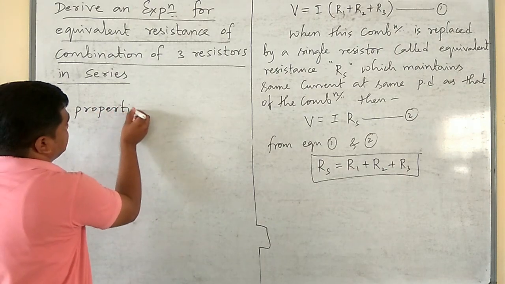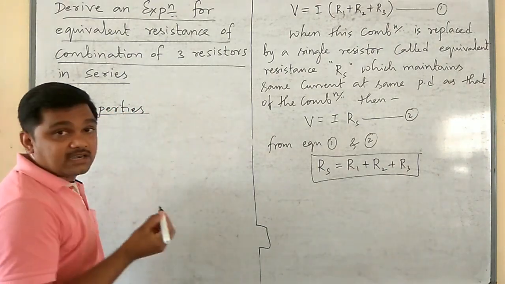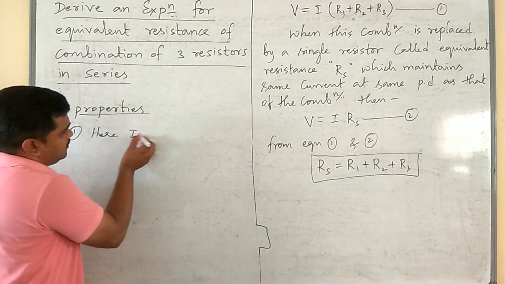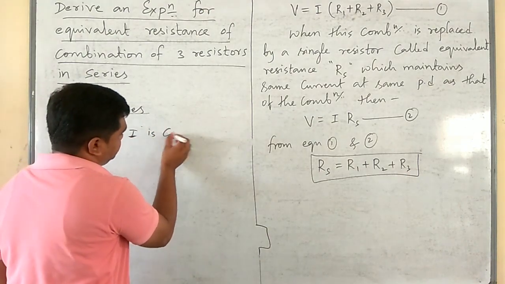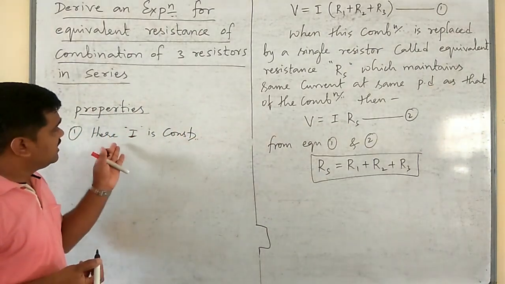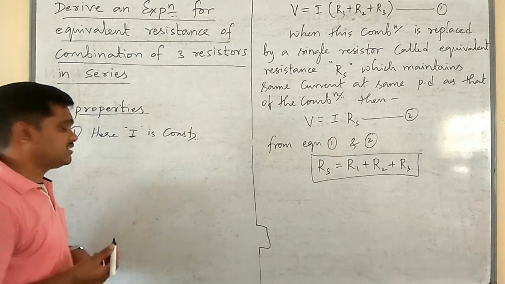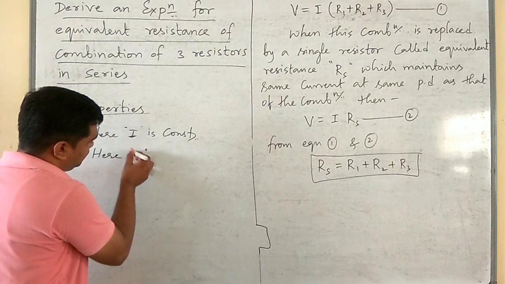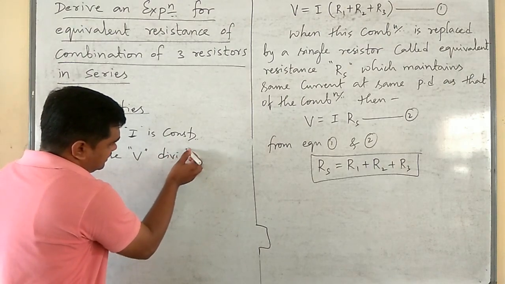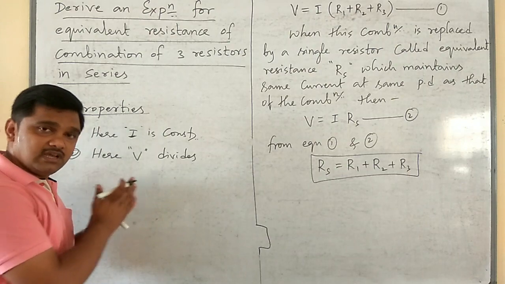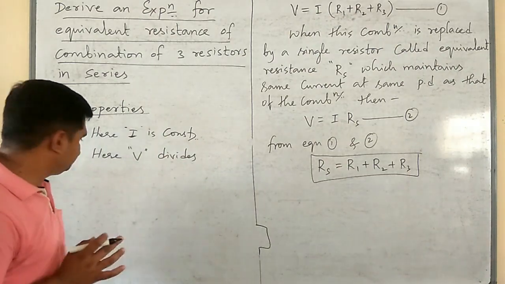What are the properties of a series combination? First one, here I is constant. It means current through each resistor is constant. Second one, here V divides, that is the potential difference, otherwise simply voltage will split or divide.